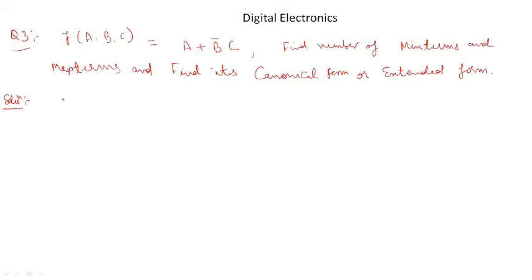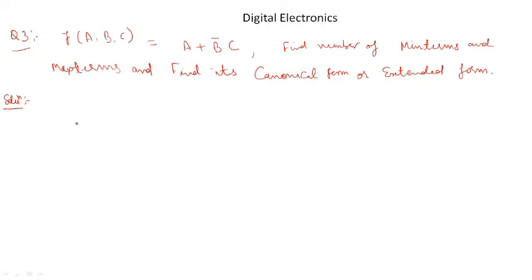Hello everyone, in this video lecture we will solve some more numerical problems. Here an output is given in terms of the three variables a, b and c. Here we have to find the number of the min terms and max terms, and then we have to write the expression a plus b bar c into its canonical form.